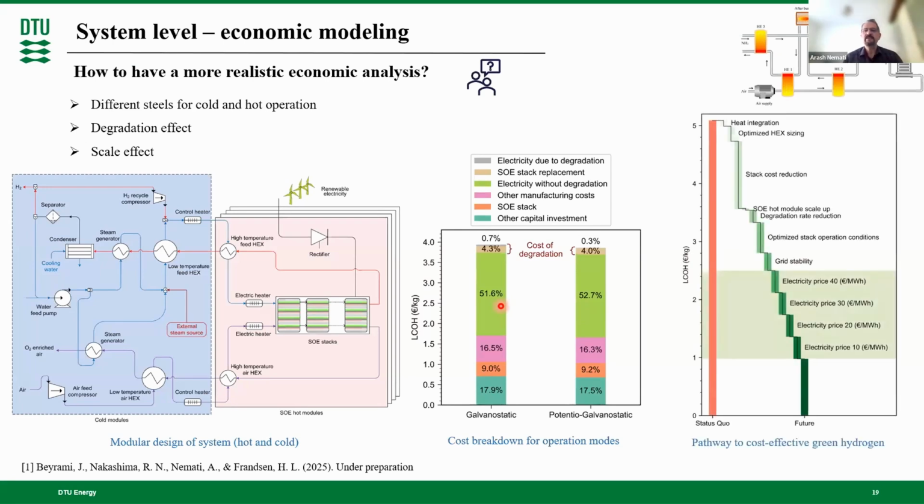And here you can see some future cost breakdown. For example, if we can use some heat integration, some optimized heat exchanger sizing, some stack cost reduction, and other things, we can reduce the cost of hydrogen, hopefully in the future, to €1 per kilogram. It's very ambitious, and some of them maybe are not that realistic, but with this kind of assumption, for example, electricity prices of 40, 30, 20, and 10, we can obtain this kind of cost in the future.